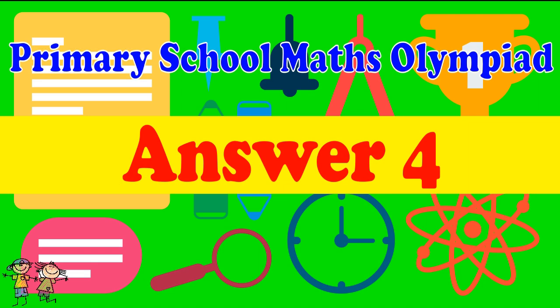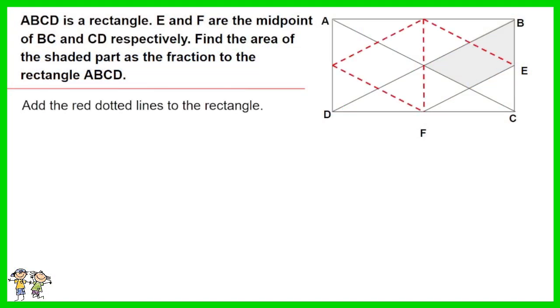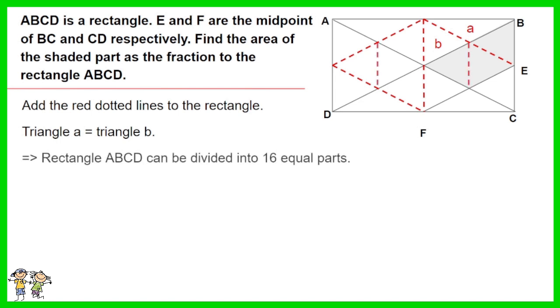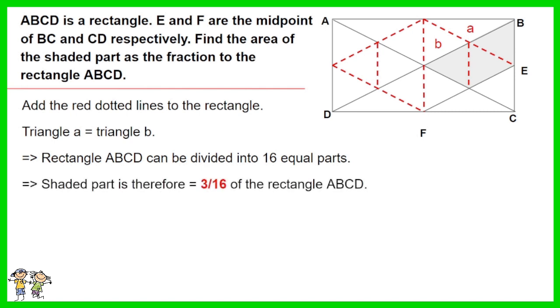Answer for question 4. Add the red dotted lines to the rectangle. Triangle A equals triangle B. As such, the rectangle ABCD can be divided into 16 equal parts. The shaded part is thus 3/16 of the rectangle ABCD.